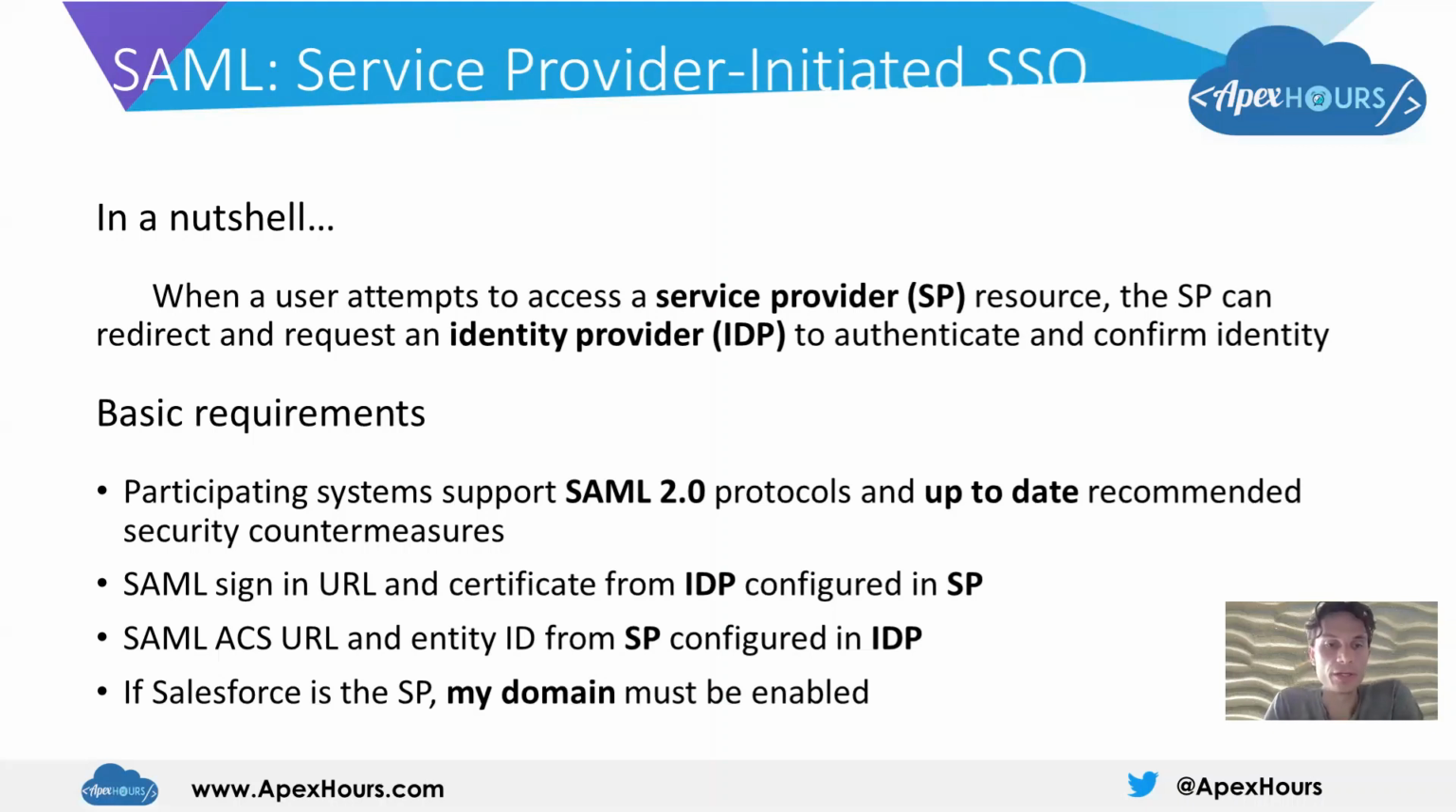We also require that the SAML sign-on URL and the certificate from the identity provider are configured in the service provider. So this is what the service provider requires to be able to call the identity provider. And then on the other side, the assertion consumer service URL, the ACS URL, and the identity ID from the service provider need to be configured within the identity provider. If we're using this pattern with Salesforce as the service provider, then My Domain is also needed in Salesforce.